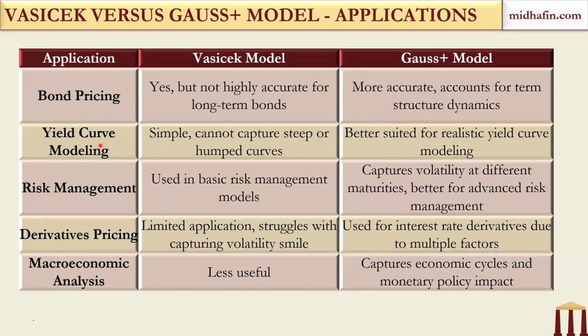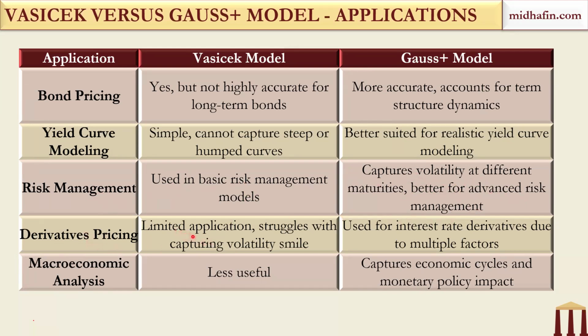Okay, and then when you are modeling the yield curve, as we saw, the Vasicek model is quite simple and cannot capture steep curves or humped curves. It struggles to capture those kinds of shapes, whereas the Gauss plus model is better suited for realistic yield curve modeling. Then, for risk management, the Vasicek model can be used in basic risk management models, but it cannot handle complex models. But since the Gauss plus model captures volatility at different maturities, it is also better suited for advanced risk management models.